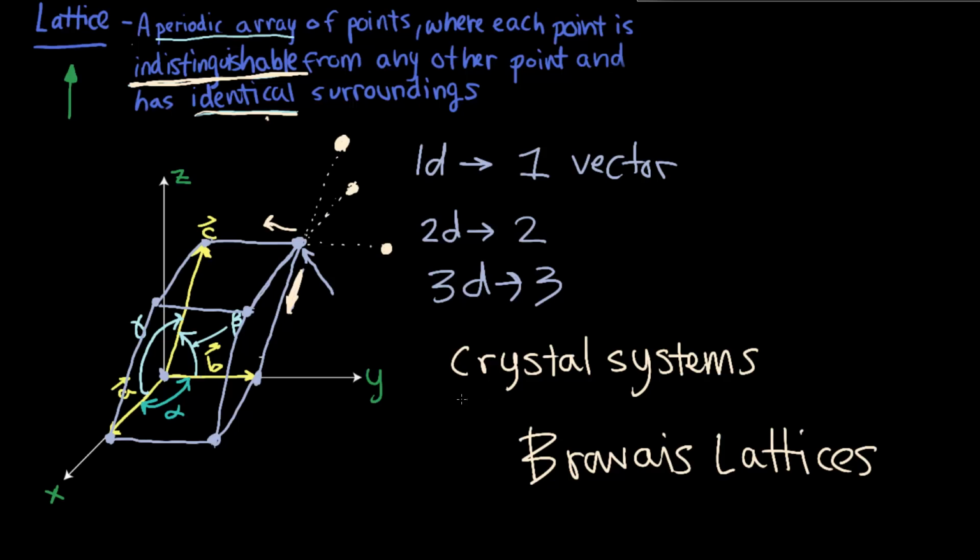In the next video, we will look at the 7 crystal systems in 3 dimensions, which give rise to 14 Bravais lattices. I hope to see you there.